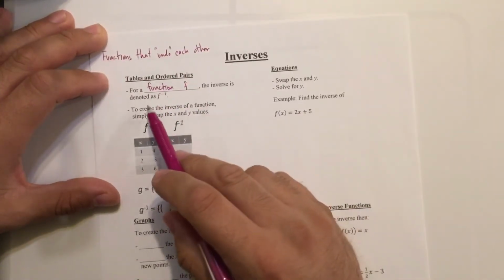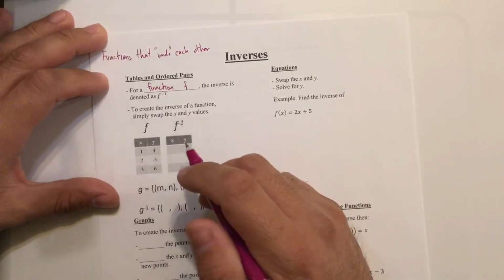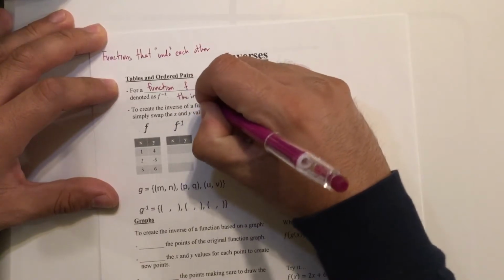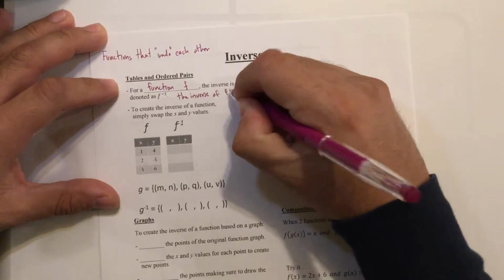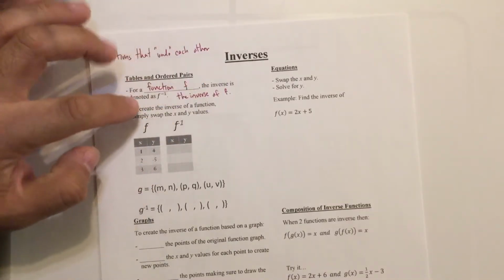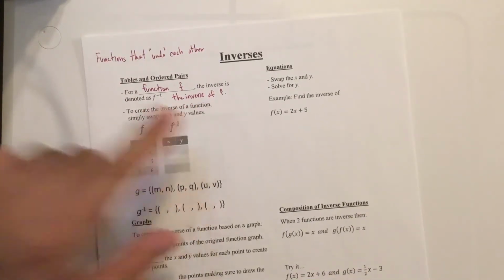the inverse is denoted as f to the negative 1 power. Now, we don't actually read this as f to the negative 1 power. It actually is read as the inverse of f. So for a function f, the inverse is denoted as f to the negative 1 power, which is read as the inverse of f.